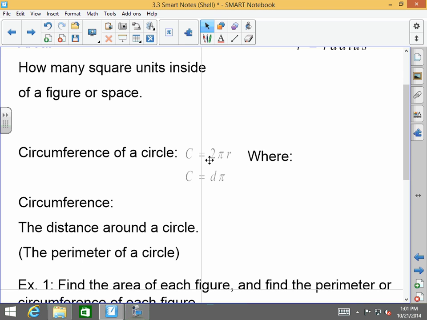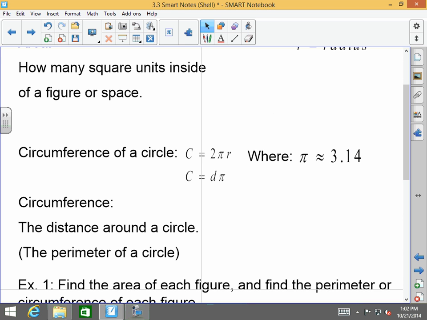And for the formula for circumference, there's two. You could use circumference equals 2 pi r, or you can simply use circumference equals diameter times pi. 2 times the radius is the diameter, so you could interchange this. It really doesn't matter. Sometimes they give you the diameter, so you use the second one. Sometimes they give you the radius, just multiply it by 2. You're still using the same formula. Again, where pi is approximately 3.14.